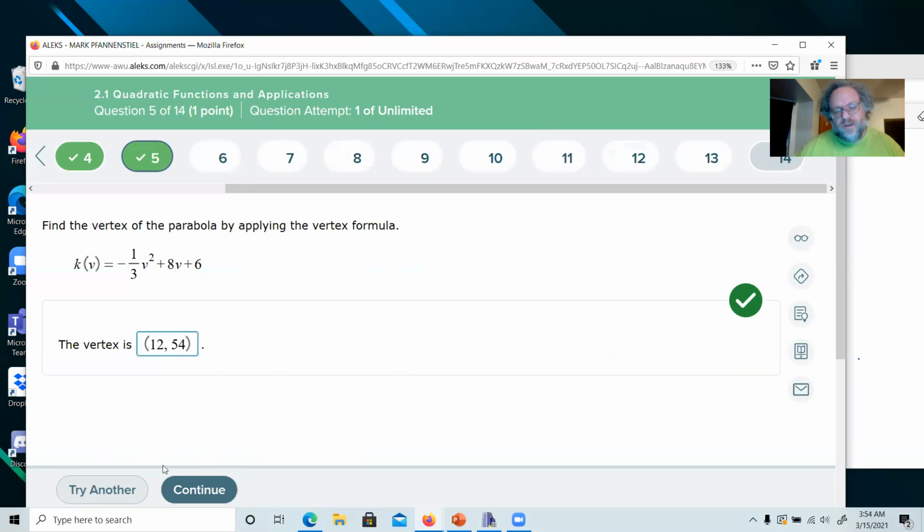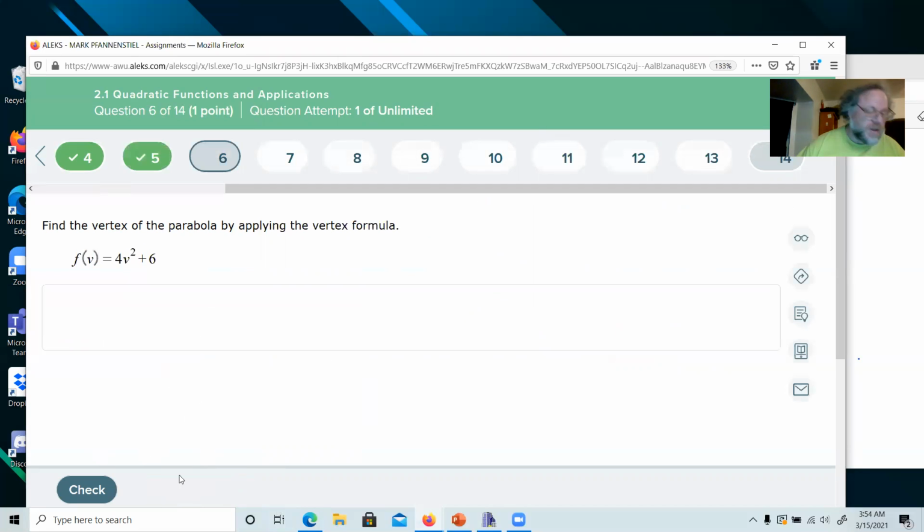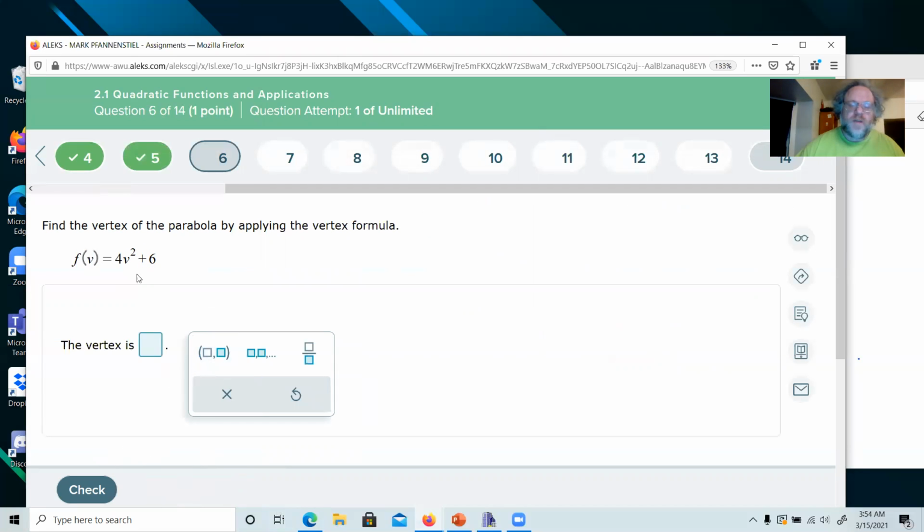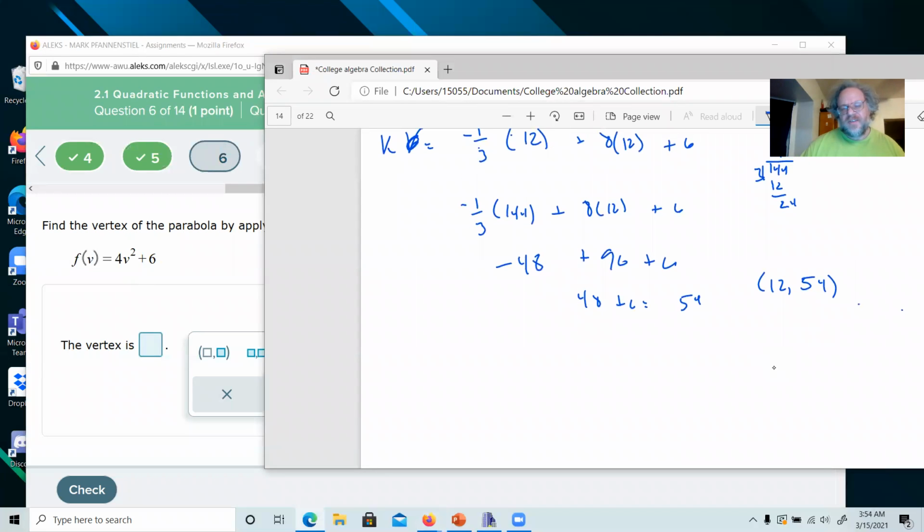And this one too, they just wanted the vertex and then you're done. They let you go. The only reason I put this one on is because the b term wasn't there. So we have 4b squared plus 6. Find the vertex.